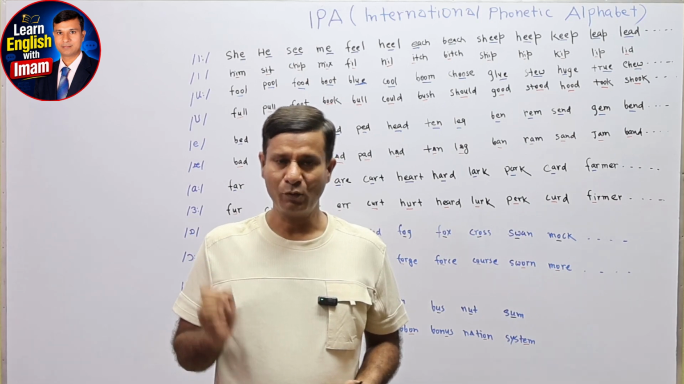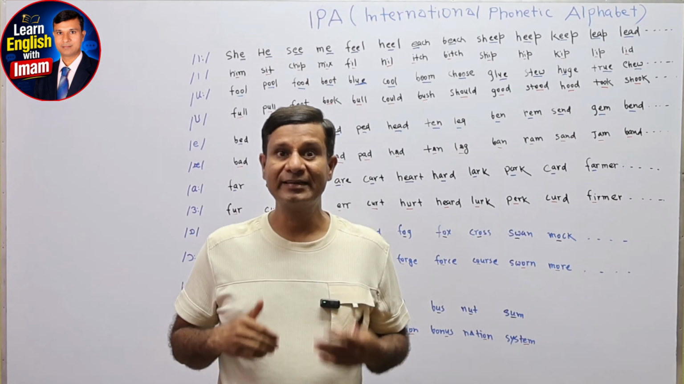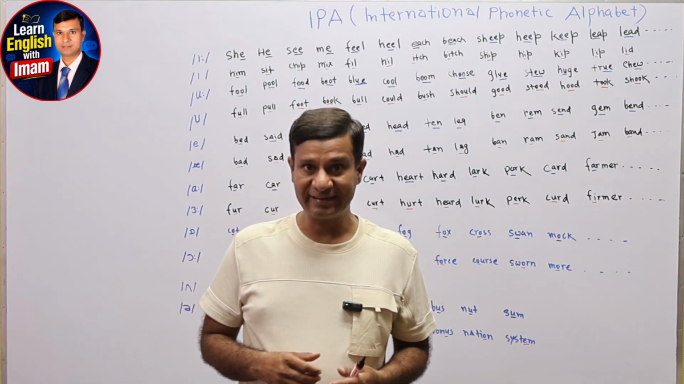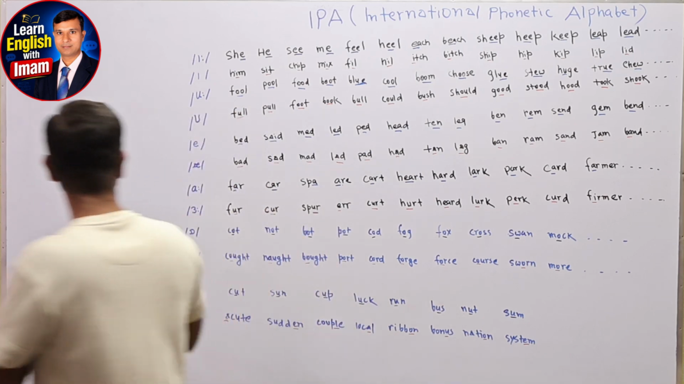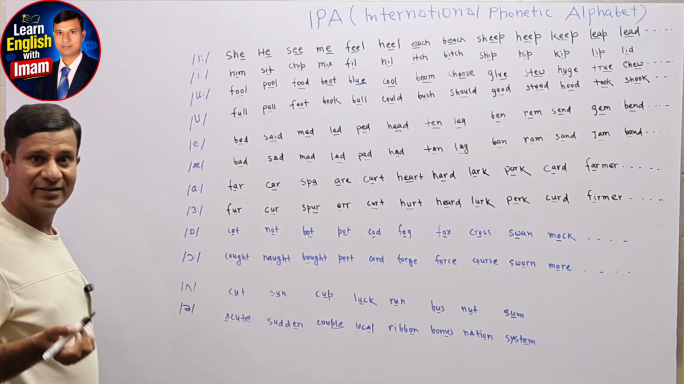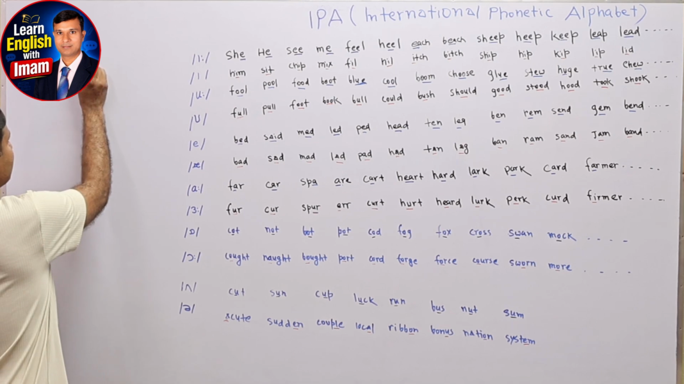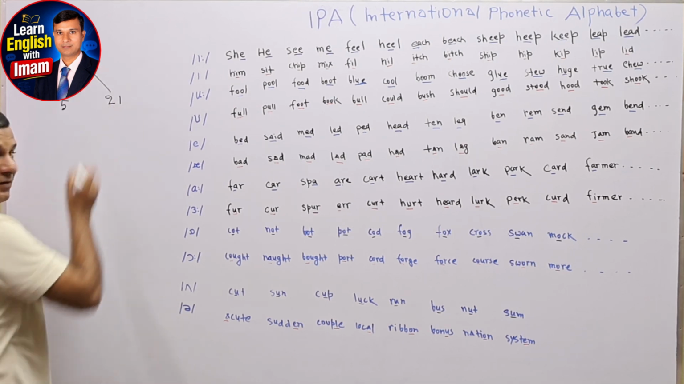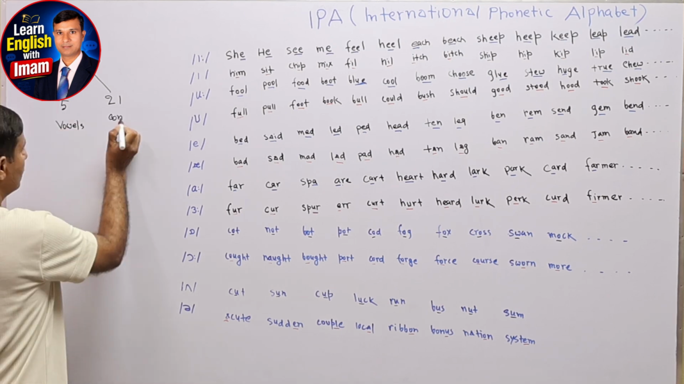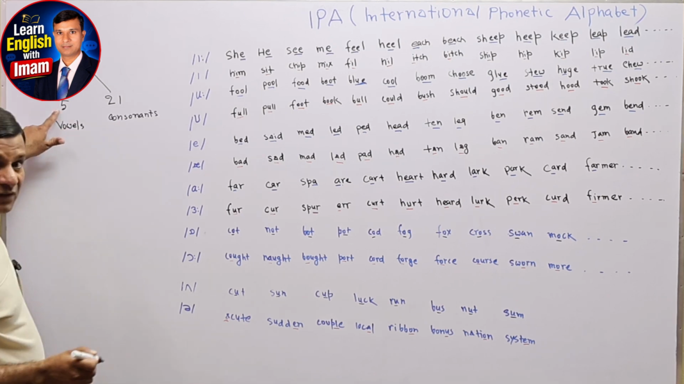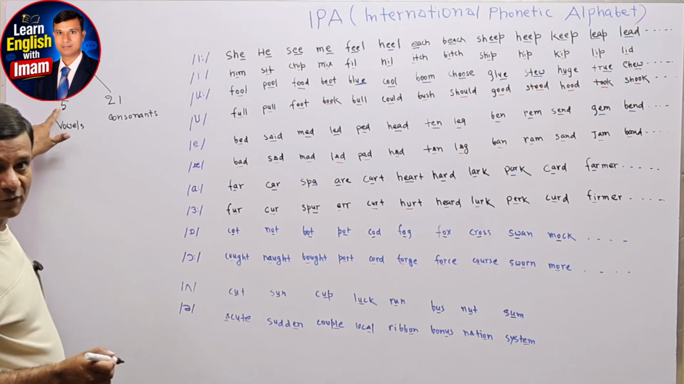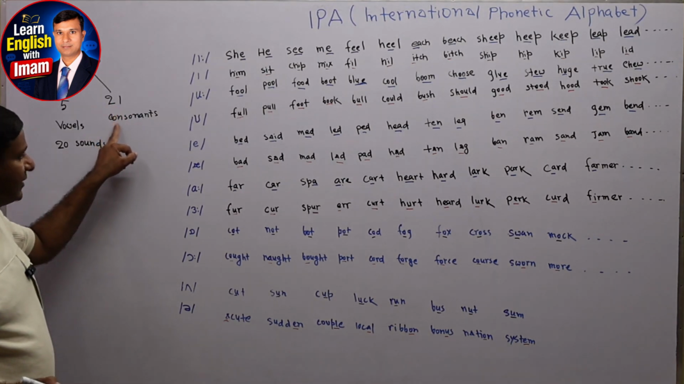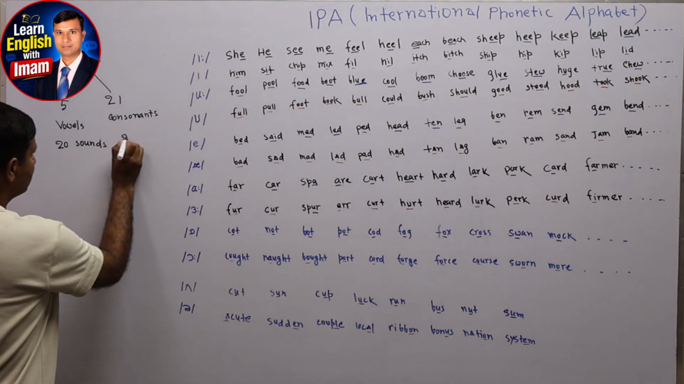Today we are going to talk about IPA. What does IPA mean? International Phonetic Alphabet. We have 26 letters in English. You know very well, how many letters do we have in the English language? We have 26 letters. We divide these 26 letters into two parts, 5 and 21. 5 vowels, 21 consonants. These 5 vowels have 20 sounds, and these 21 consonants have 24 sounds.